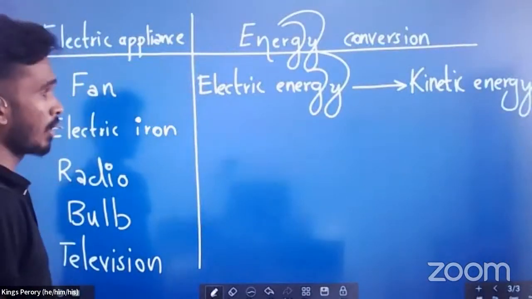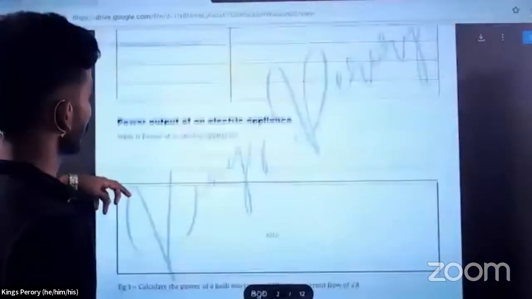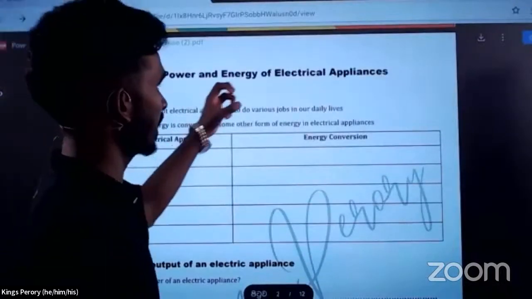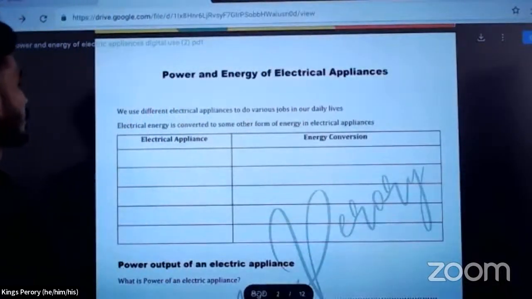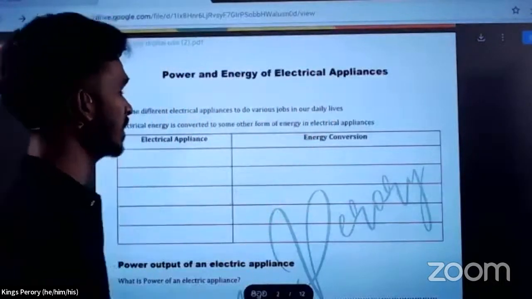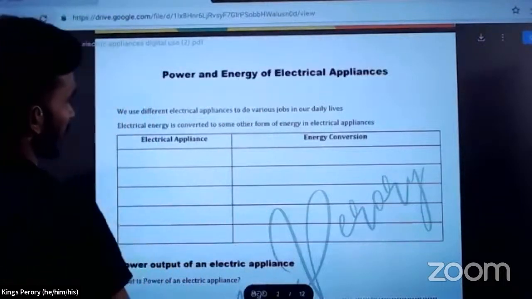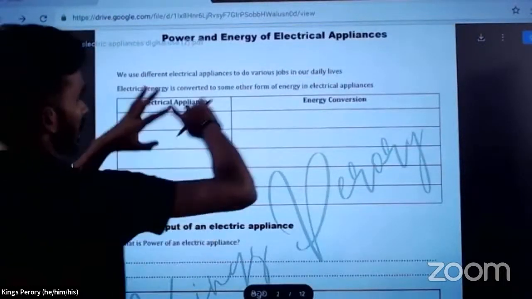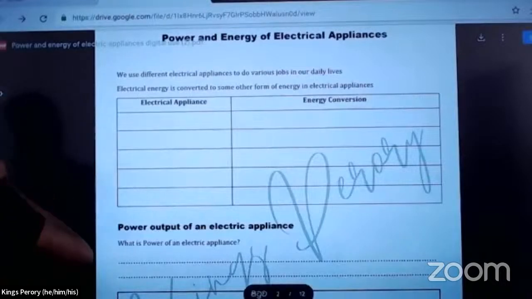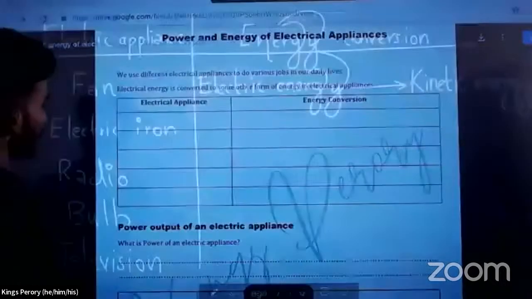All the others are your work, grade 6 work. Take out the textbook. First page: Power and energy of electric appliances. We use different electric appliances to do various jobs in our daily life. Electric energy is converted to some other form of energy in electric appliances. Under that, a table is given. I want you all to write these electric appliances and write the energy conversion.